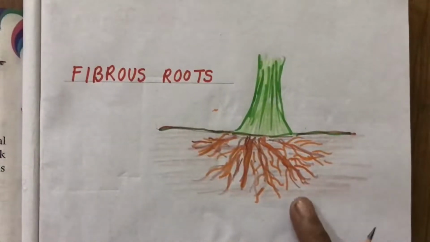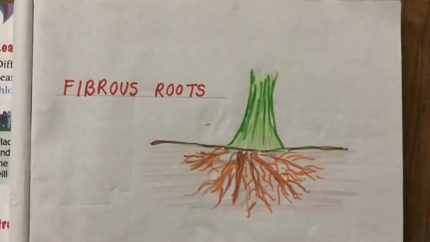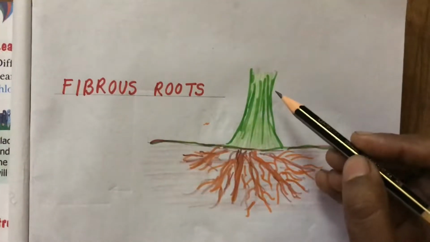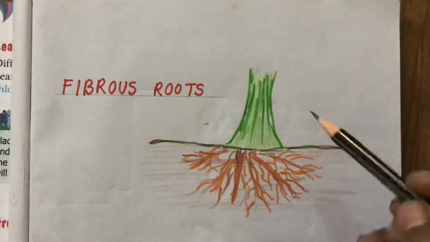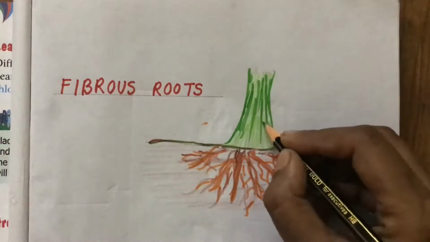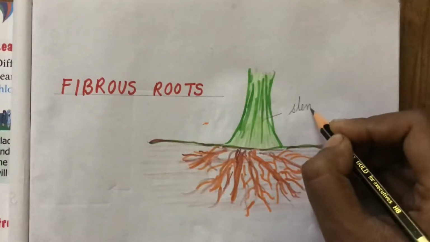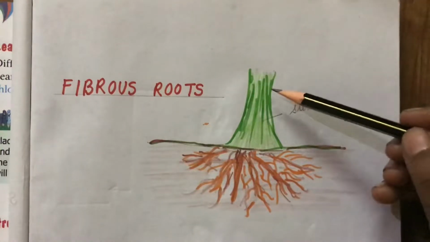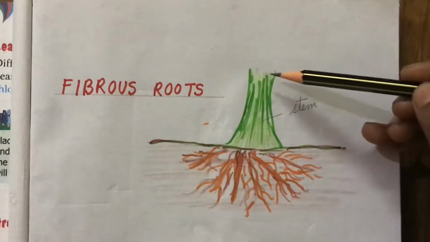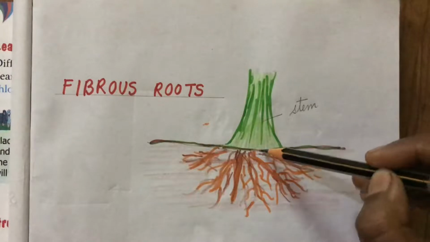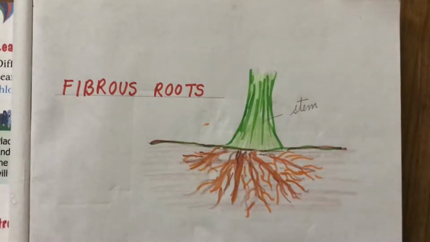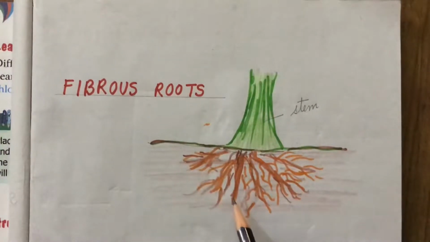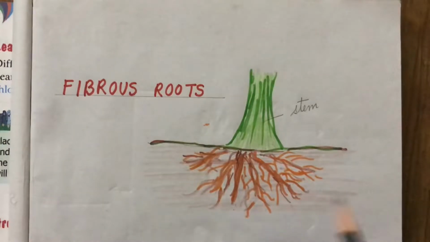This is fibrous root. As you can see in the picture, some plants have many small roots growing from the end of the stem. This is stem. This is stem of a plant, and many roots are growing directly from the stem. So these kind of roots are called fibrous roots.